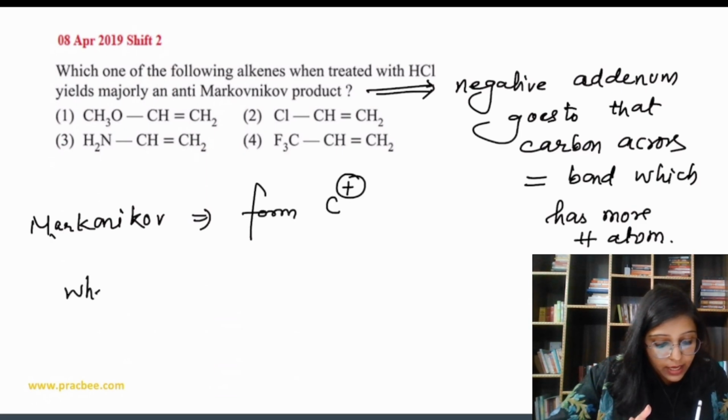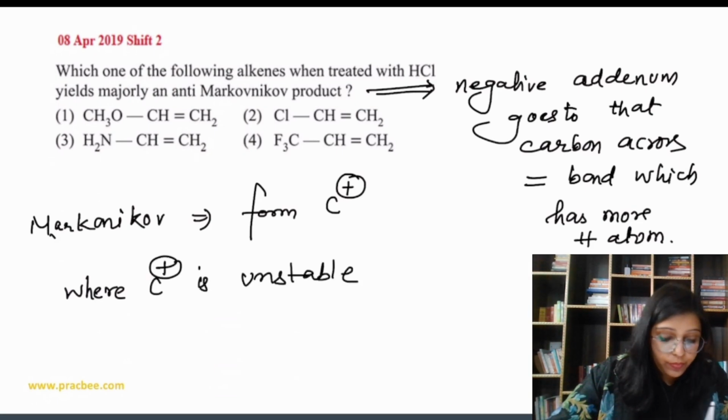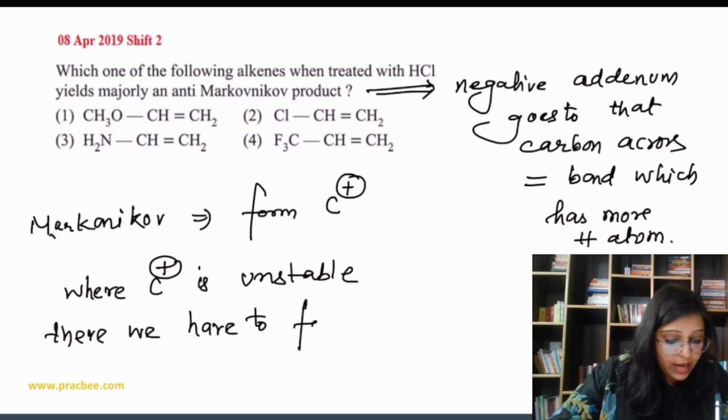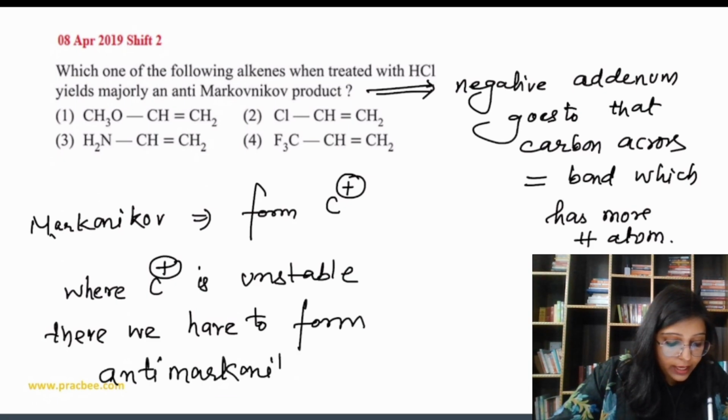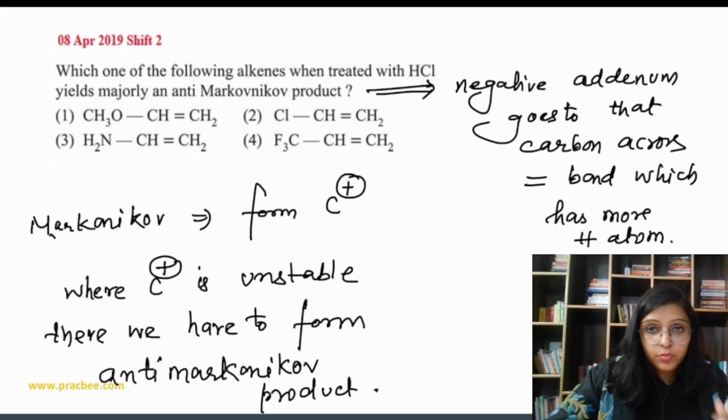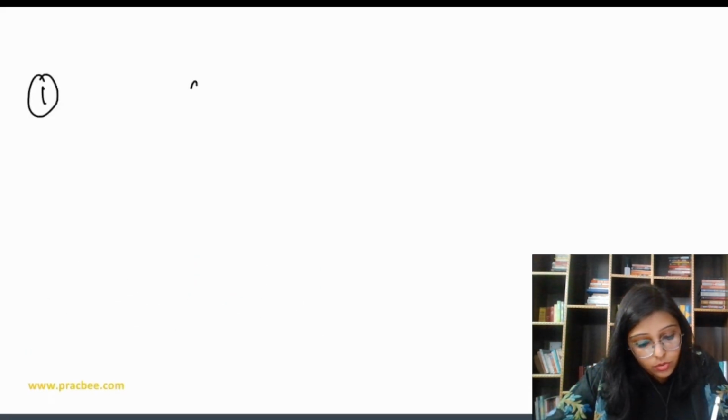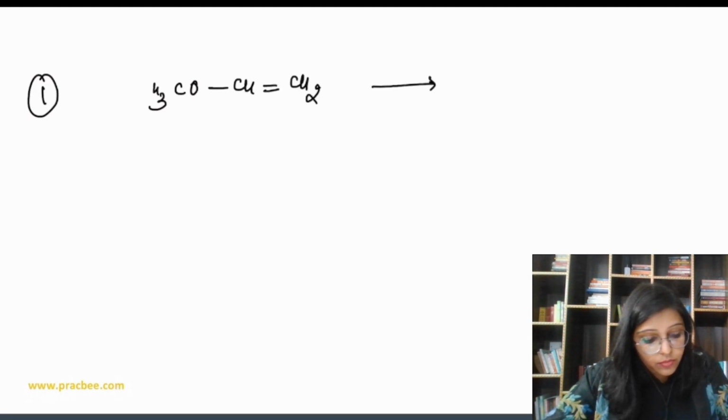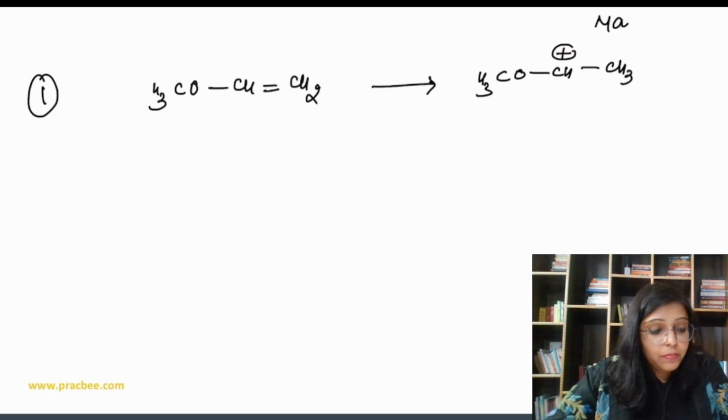So where the carbocation is unstable, there we have to form the anti-Markovnikov product, right? Anti-Markovnikov product. So see, first option OCH3, so we have CH double bond CH2. If I form the carbocation, we have CH positive and this is CH3. This is as per Markovnikov.